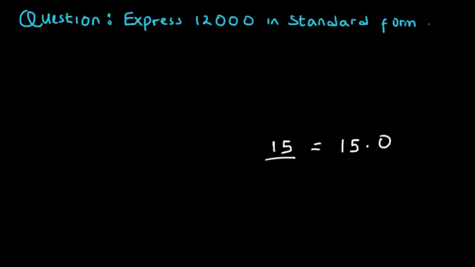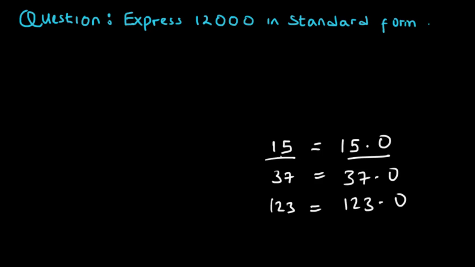Now we have it in a decimal. So 15 is the same thing as 15.0. 37 is the same thing as 37.0. 123 is the same thing as 123.0. I hope you understand. Now let's take this question.